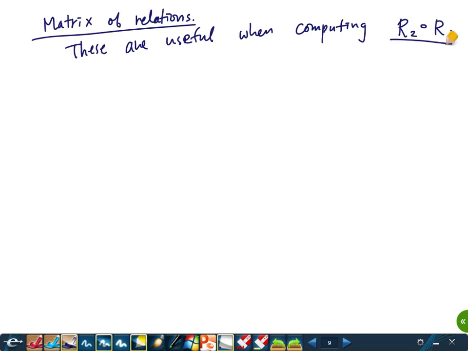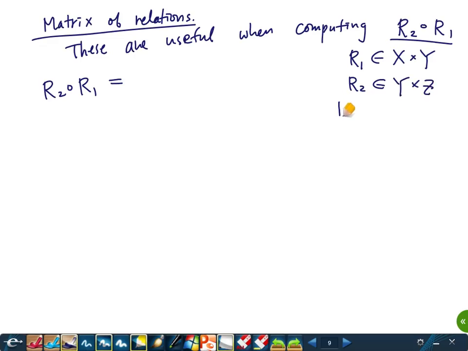So do you remember what this is? The composition of two relations. It's like composition of functions. We have to assume that R1 is a relation from X to Y, and R2 is a relation from Y to Z. Then R2 compose R1 is a relation. This should be not an element but a subset. And this is going to be a relation from X to Z defined as follows.